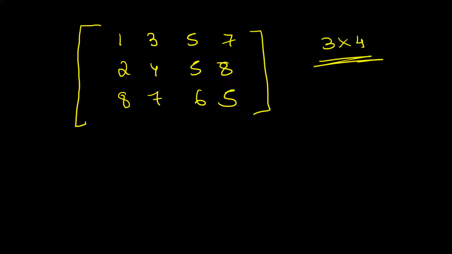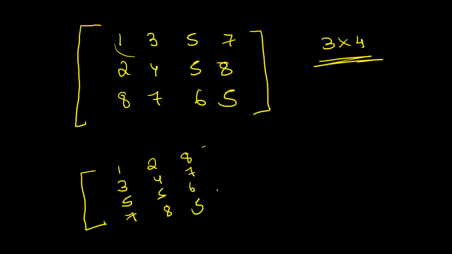So what do I say, boss? What is the transpose? Every row will become a column. The rows and the columns get interchanged. So basically the first row, how does your transpose look like? The first row that is there in the original matrix will appear as the first column. The second row will appear as the second column. The third row will appear as the third column. And this is the transpose of the matrix. This is a 4 cross 3 matrix.